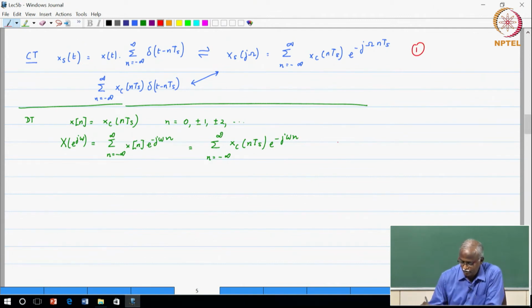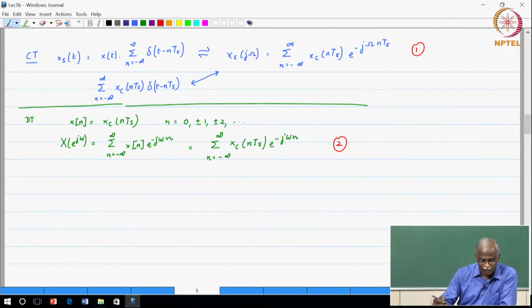One is equation number 1, second is equation number 2. Both are Fourier transform representations, one in the continuous time domain, another one in the discrete time domain, of the same signal, because the sample sequence xc of nTs when represented in the continuous time domain gives me the Fourier transform given by equation 1. The discrete time sequence represented by the discrete time Fourier transform gives me equation number 2. So they are basically one and the same representation.